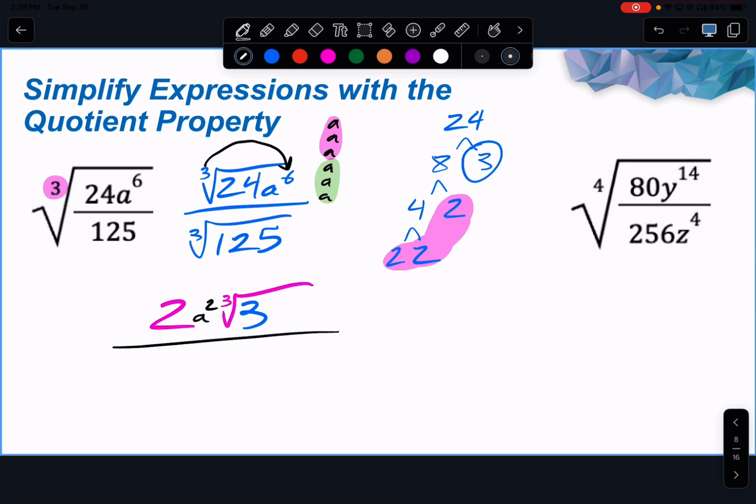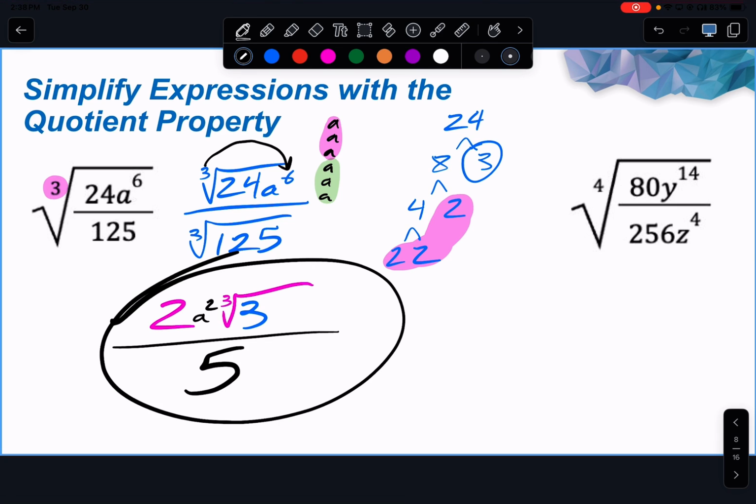Then on the bottom, does 125 have a cube root? Think about the factors of 125 that are cube numbers. Josh? 5. 5 times 5 is 25, times 5 is 125. So our denominator is just going to be 5. And that's our simplified expression.